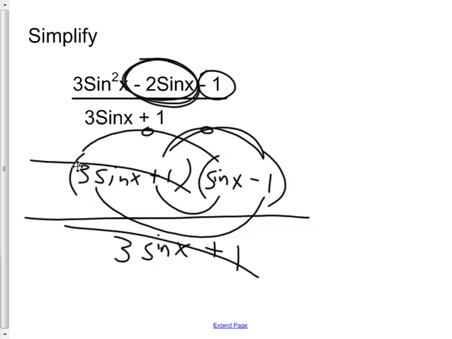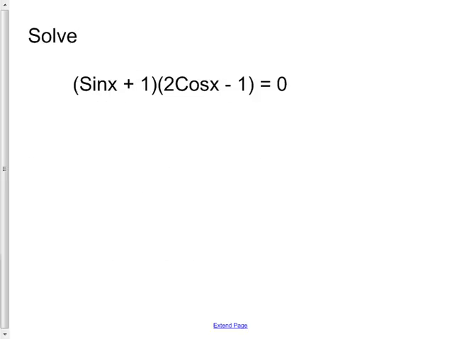All right. Oh, wait a minute. You want to take sine x minus 1 and make it simpler? Tell me how. Okay, if it had been squared, then we could maybe do something with that. But all right. And now, solving.